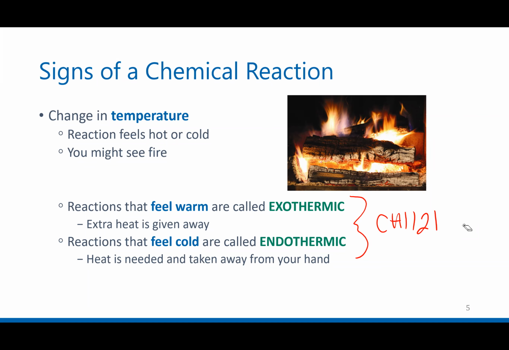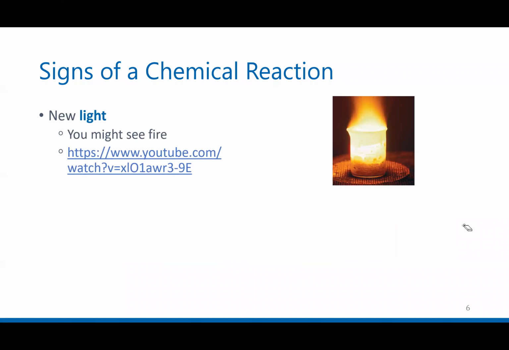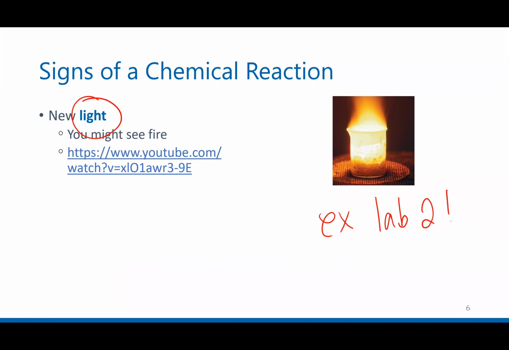Sign of a chemical reaction number 1, change in temperature. Signs of a chemical reaction number 2, you see light or sparks. Now, an example of this, you guys saw me do this for you in lab number 2. Remember when I mixed the sodium?